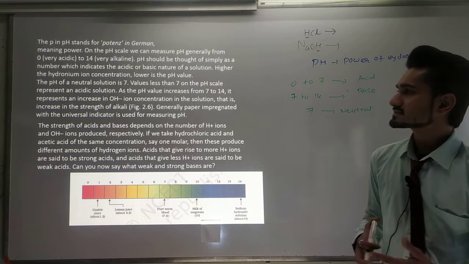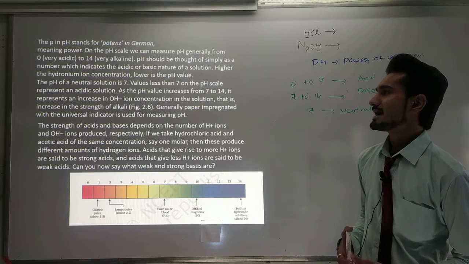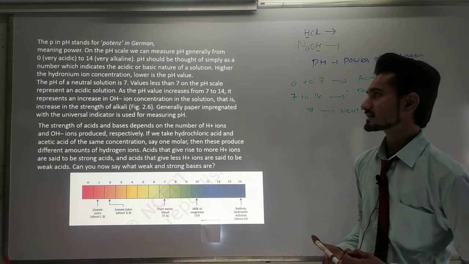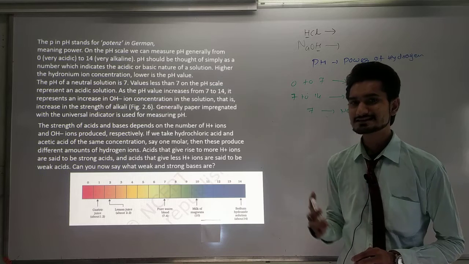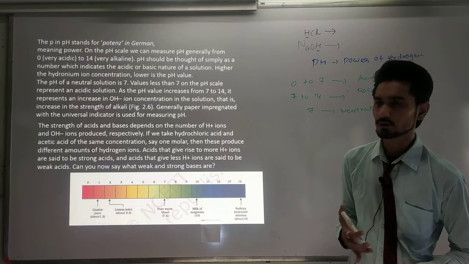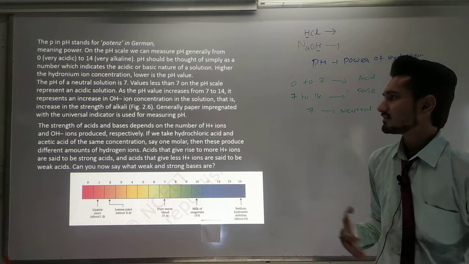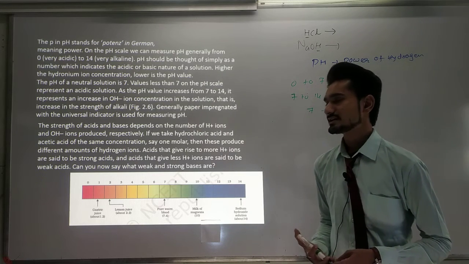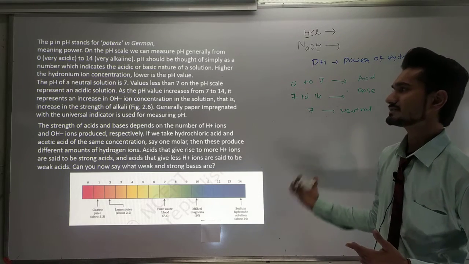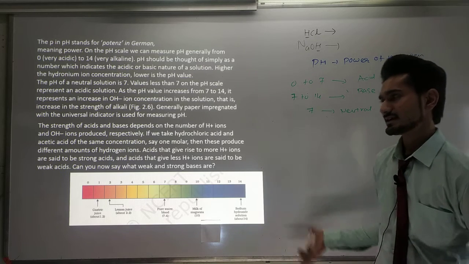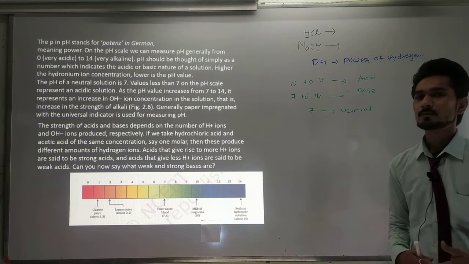pH should be thought of simply as a number which indicates the acidic or basic nature of a solution. The higher the hydronium ion concentration, the lower the pH value. So if the hydronium ion concentration is less, then the pH value is higher. The pH of a neutral solution is 7. A value less than 7 on the pH scale represents an acidic solution. You can see all this information in the figure, which I already told you before we started this topic. This is the important point, and we are going to see that topic now.